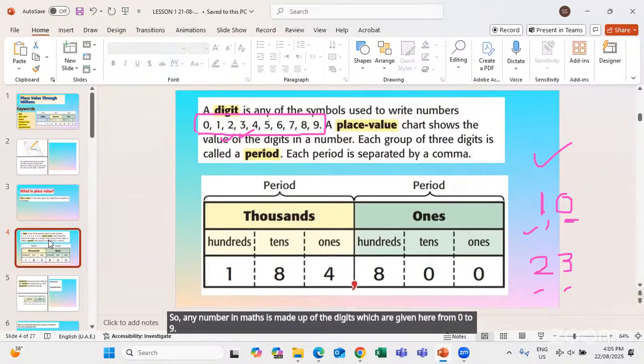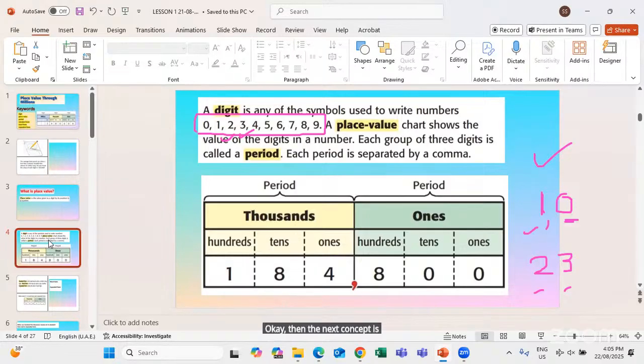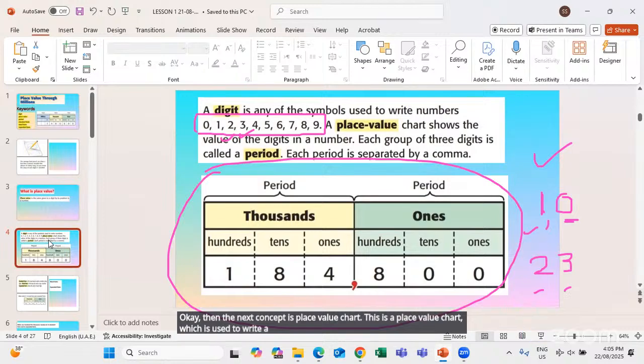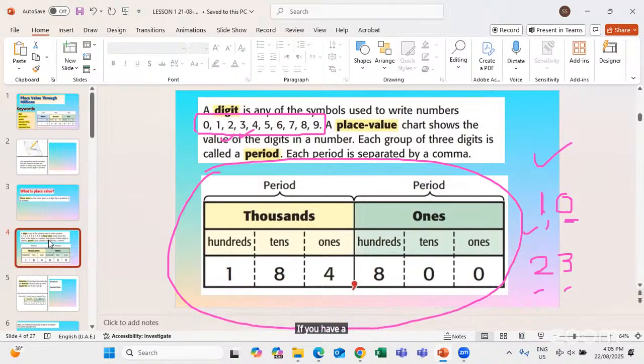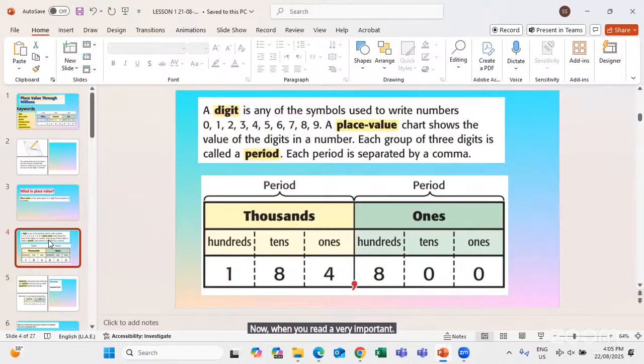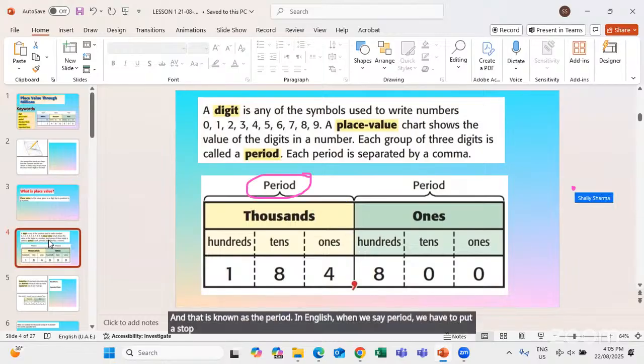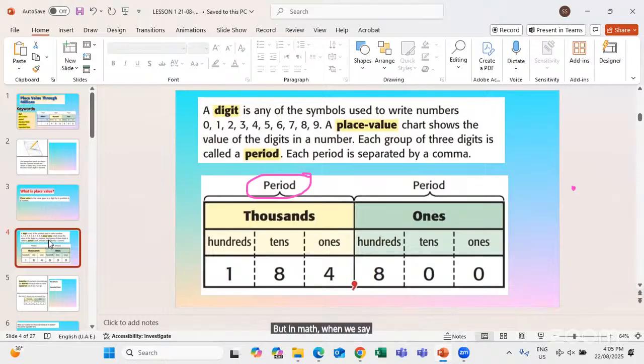Okay. Then the next concept is place value chart. This is a place value chart which is used to write a number, to read a number. If you have a very big number and you want to read it, you can draw a place value chart, put the digits at the respective place, and start reading it. Now, when you read, a very important concept is to be used, and that is known as the period. In English, when we say period, we have to put a stop, like a full stop. But in maths, when we say period in the context of place value, it is like a comma.